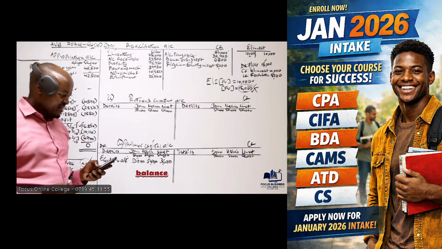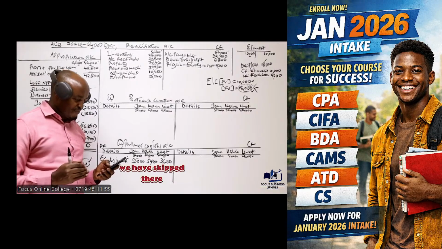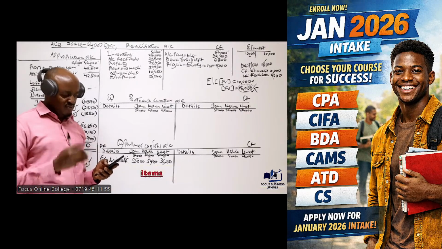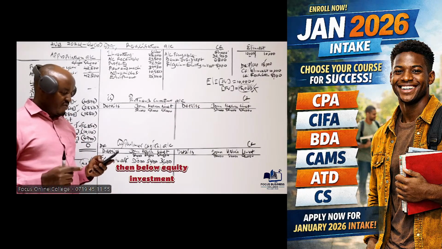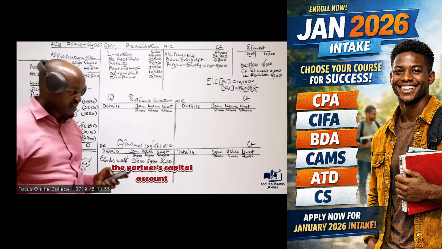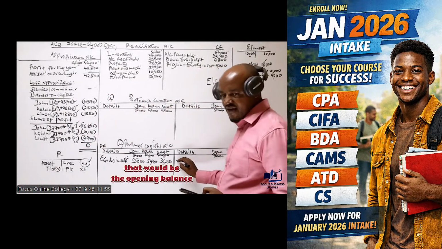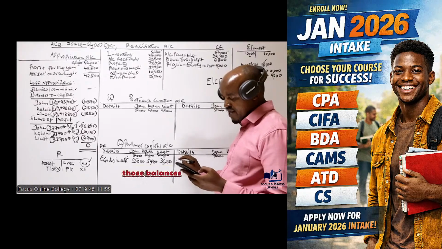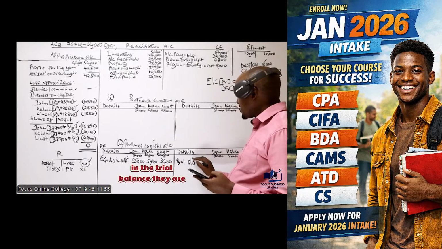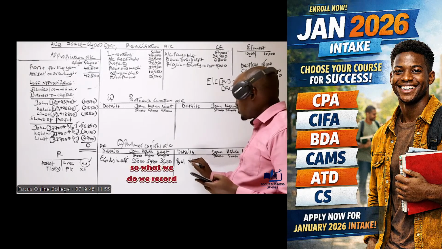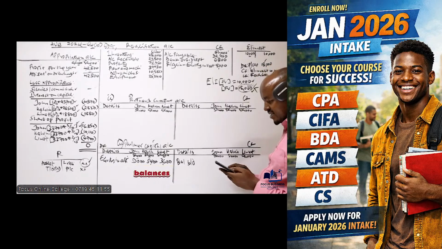Let's go back to the trial balance. And I hope you can see there is nothing we have skipped there. We have accounted for all those items. What we skipped is the first item, that is the profit. Then below equity investment, we have the partner's capital account. That would be the opening balance in this account. I hope you can see those balances in the trial balance are on the credit side, so we record them here as credit balances.